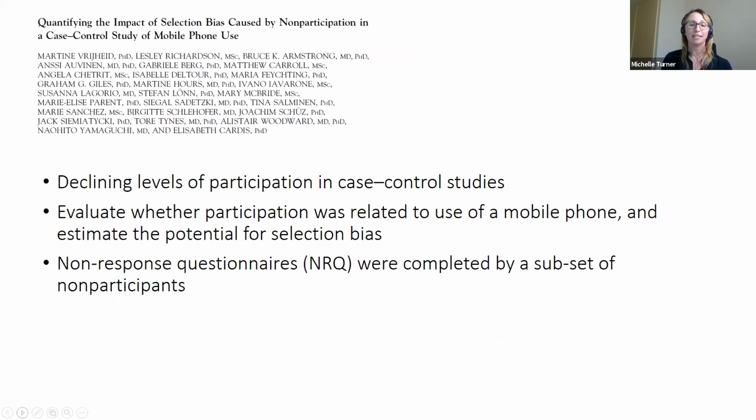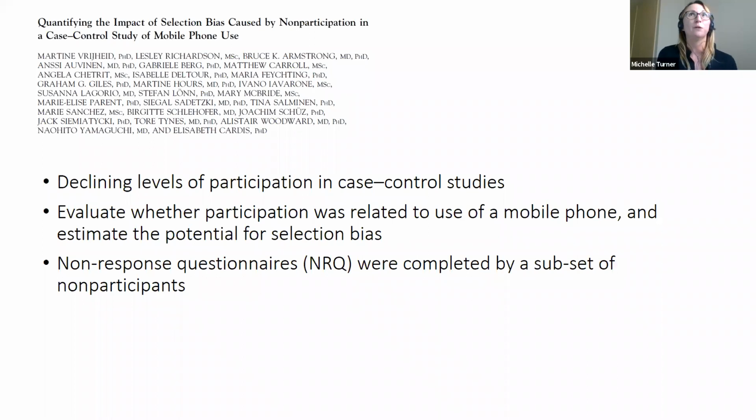This is again from the same Interphone Interoc study, where they wanted to quantify the impact of selection bias caused by non-participation in this study. They also noted declining levels of participation in case control studies, and they wanted to evaluate whether participation in the study was related to use of a mobile phone, because the mobile phone was the primary research question for the study. In many cases, they were required by their ethics board to introduce the study to potential participants as a study of mobile phone use.